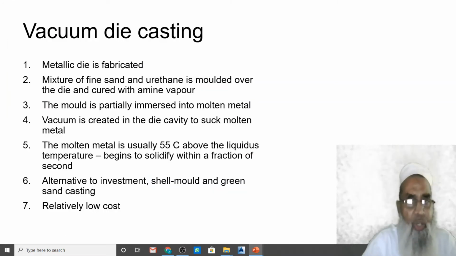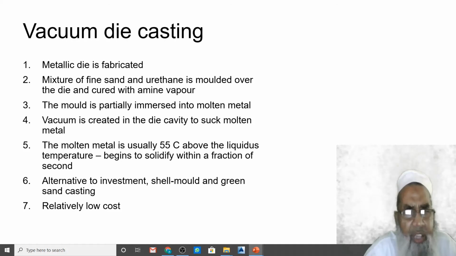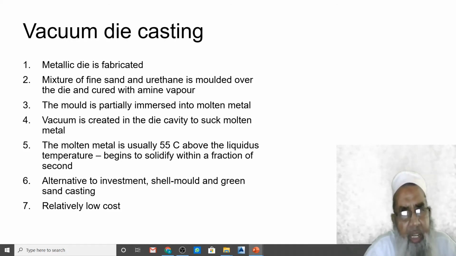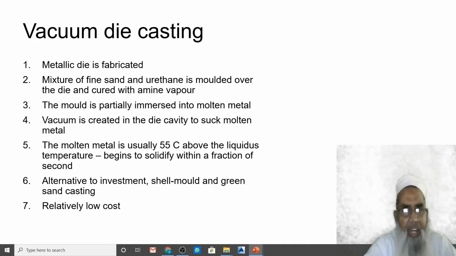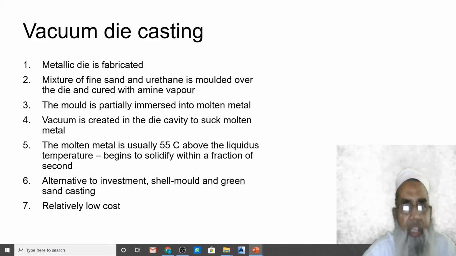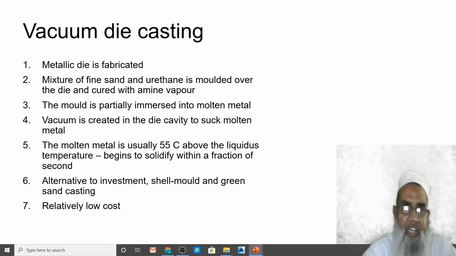Now, another modification of this is vacuum die casting, in which we have a metallic die. A mixture of sand and urethane is molded over this metallic die and cured with amine vapor. If there is a core, we assemble the core with proper alignment, and then the mold is partially immersed into the molten metal. Vacuum is created, which causes the molten metal to get sucked into the die cavity.